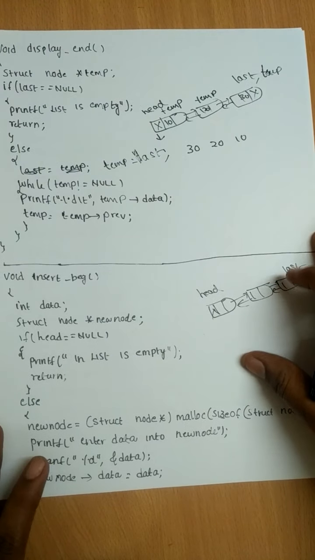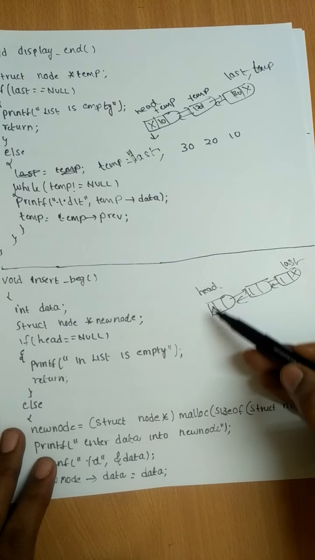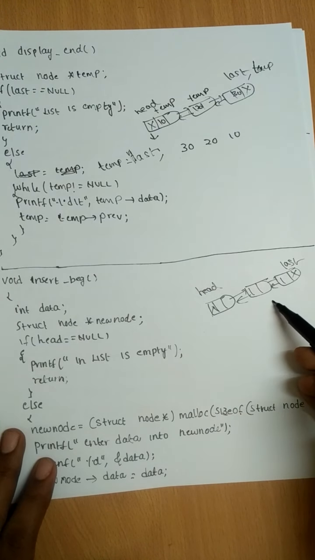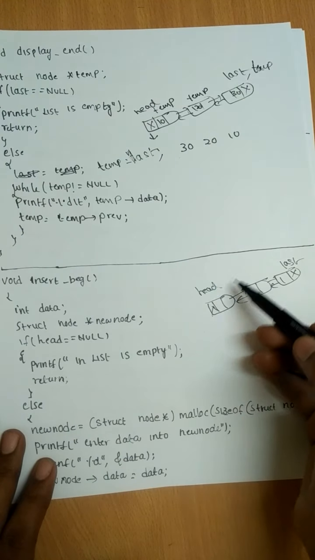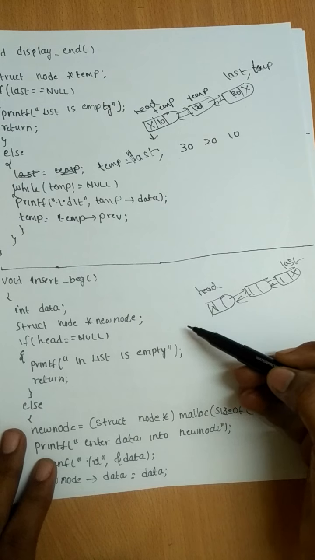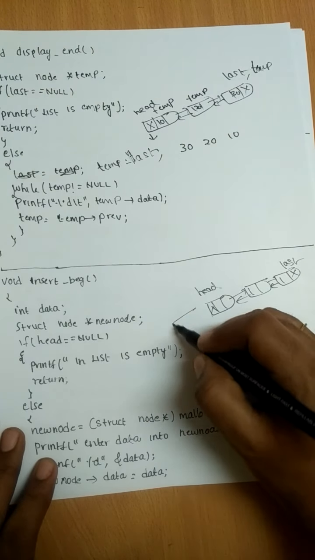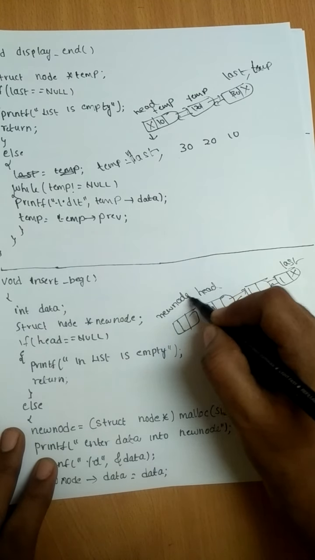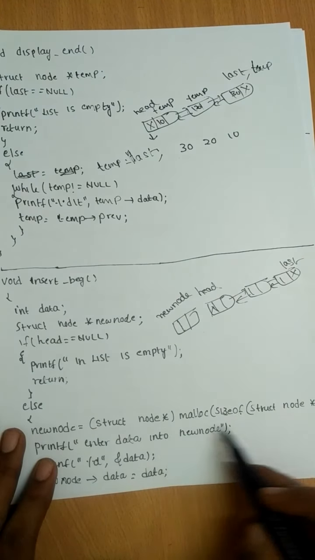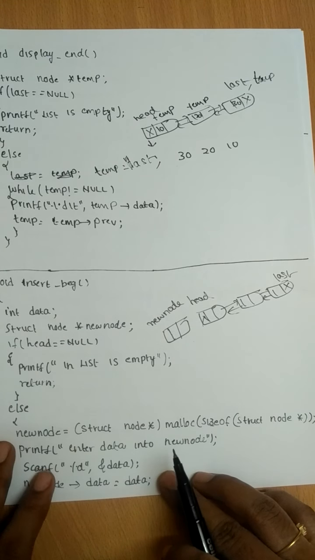define one new node, struct node star new node, and check head is null. Head is null means no nodes in our list. So print that the list is empty. Head is not null means some nodes are there. So we may insert at the beginning. So for this purpose, allocate memory for the new node by using the dynamic memory allocation concept.